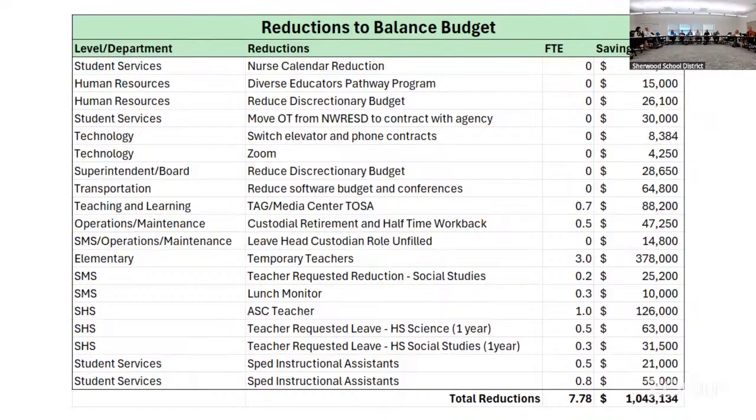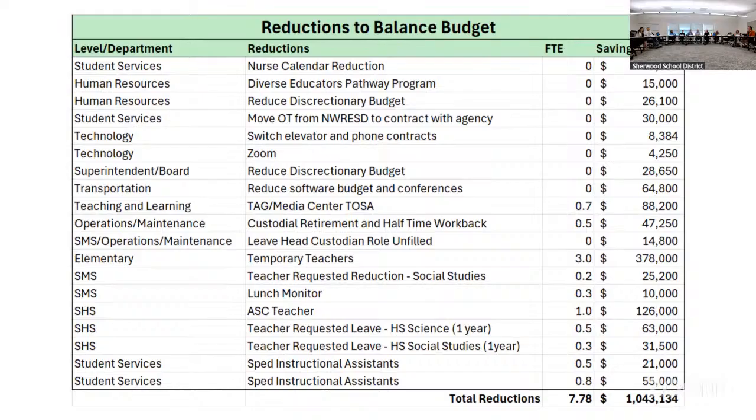We had some teachers who requested leave or reductions for a year, so we were able to absorb those. We had a lunch monitor at SMS, which is actually a true layoff. We had our academic skills center teacher retire, one of the 2 retire at the high school. And then we had a couple of SPED instructional assistants who were actually temporary, whose students are now in out-of-district placements, so they're not attending our district anymore. We've let those folks know that there are other opportunities to work in special education, and we welcome them back if they want to come back.